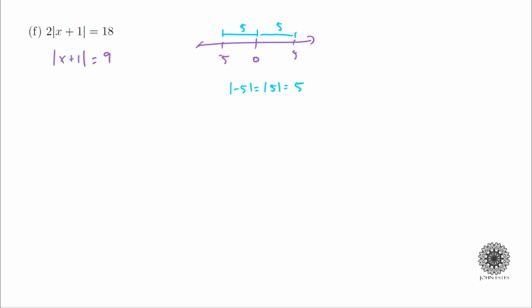Both of these have a distance from 0 of 5 units. That's why the absolute value of negative 5 and the absolute value of 5 are both 5. Alright, so this time we need to consider any unit that is distance 9 from 0, my unit being x plus 1. So what I do is actually break this into two equations. x plus 1 equals 9 and x plus 1 equals negative 9. Both of these would be distance 9 from 0. So my first equation, I just subtract 1 and I get 8. The second one, I subtract 1 and get negative 10. So there are my two solutions, negative 10 and 8.